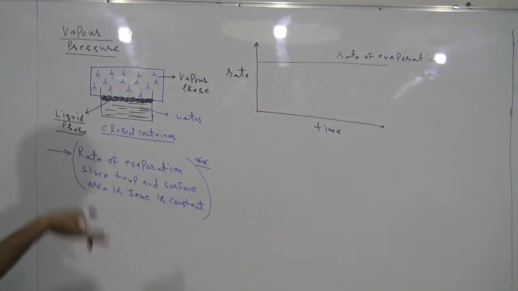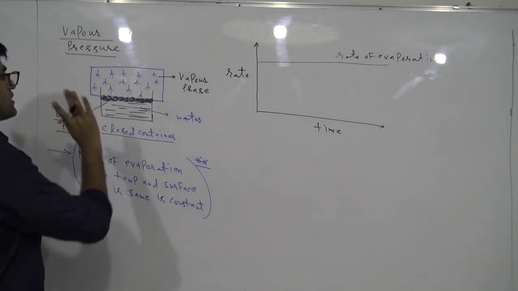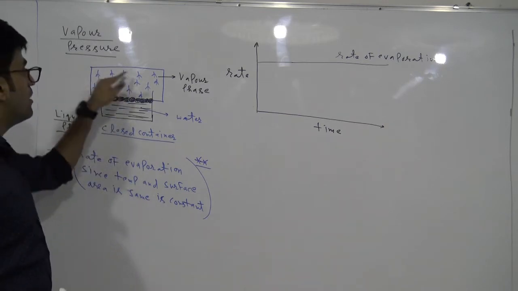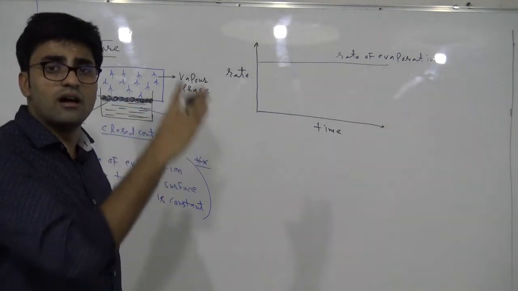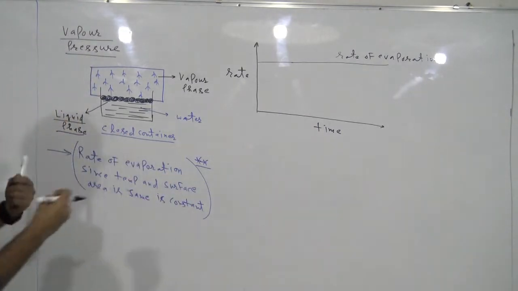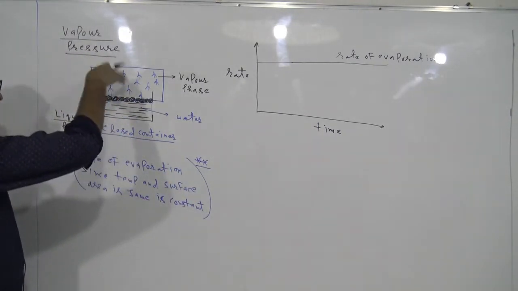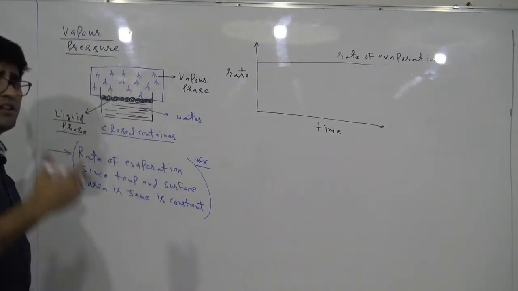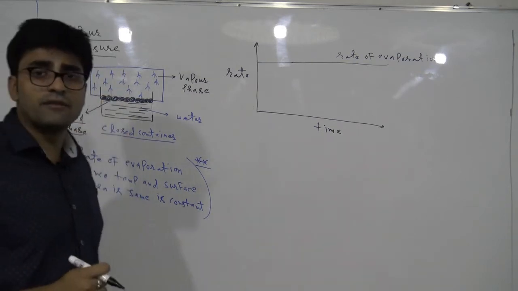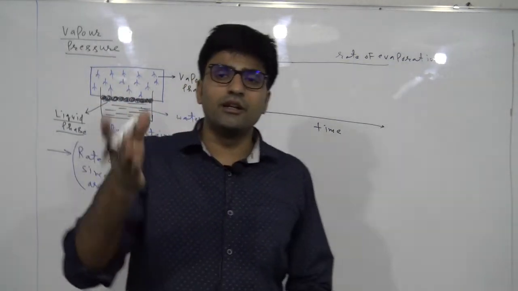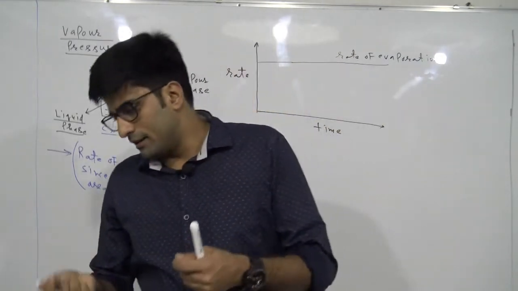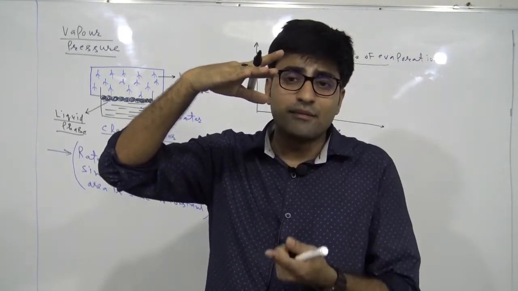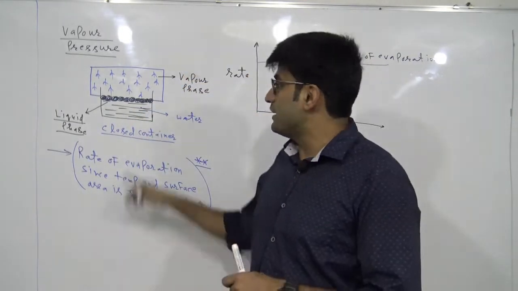Now what is going to happen? The rate of evaporation is still constant. After a certain time, so many vapors will be collected in the vapor phase. After collecting so many vapors, these vapors will try to convert themselves back into liquid. What happens when you boil something and put a plate over the pot? The vapors will condense and convert themselves into liquid. The same kind of thing will happen here.